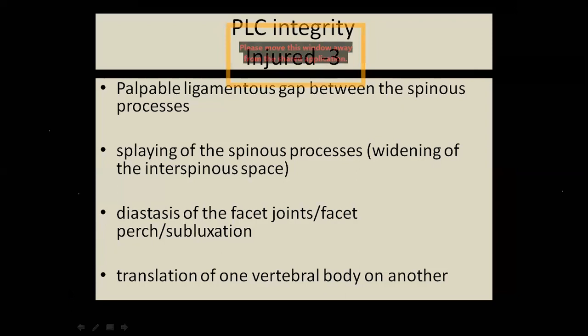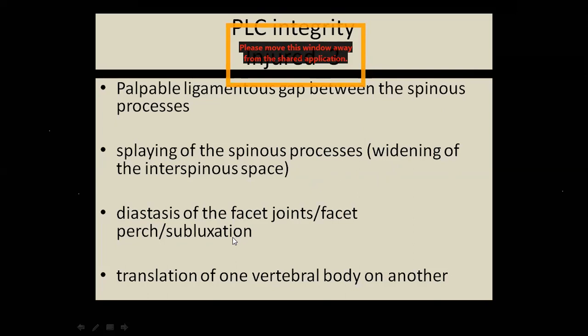What are these cases? See, when you are palpating the patient, suddenly you feel a gap. Along the spinous process you are running the thumb. At the level of the fracture, when you see a gap, that means there is a break in the posterior ligamentous or posterior structures. There is a gap, that means posterior ligamentous complex is injured. Second thing, splaying of the spinous process. There is a fracture in the spinous process or widening, or without fracture, there is a widening of the space in between two spinous processes. It is called splaying of the spinous process.